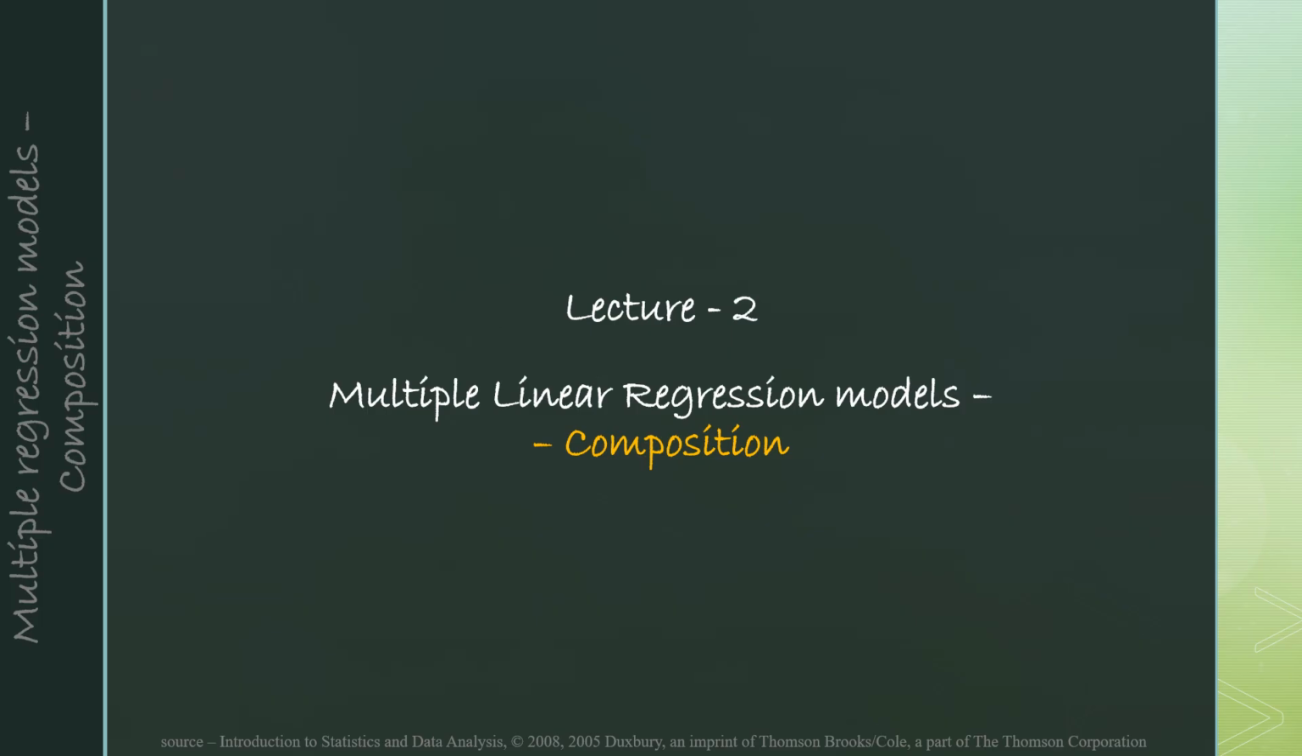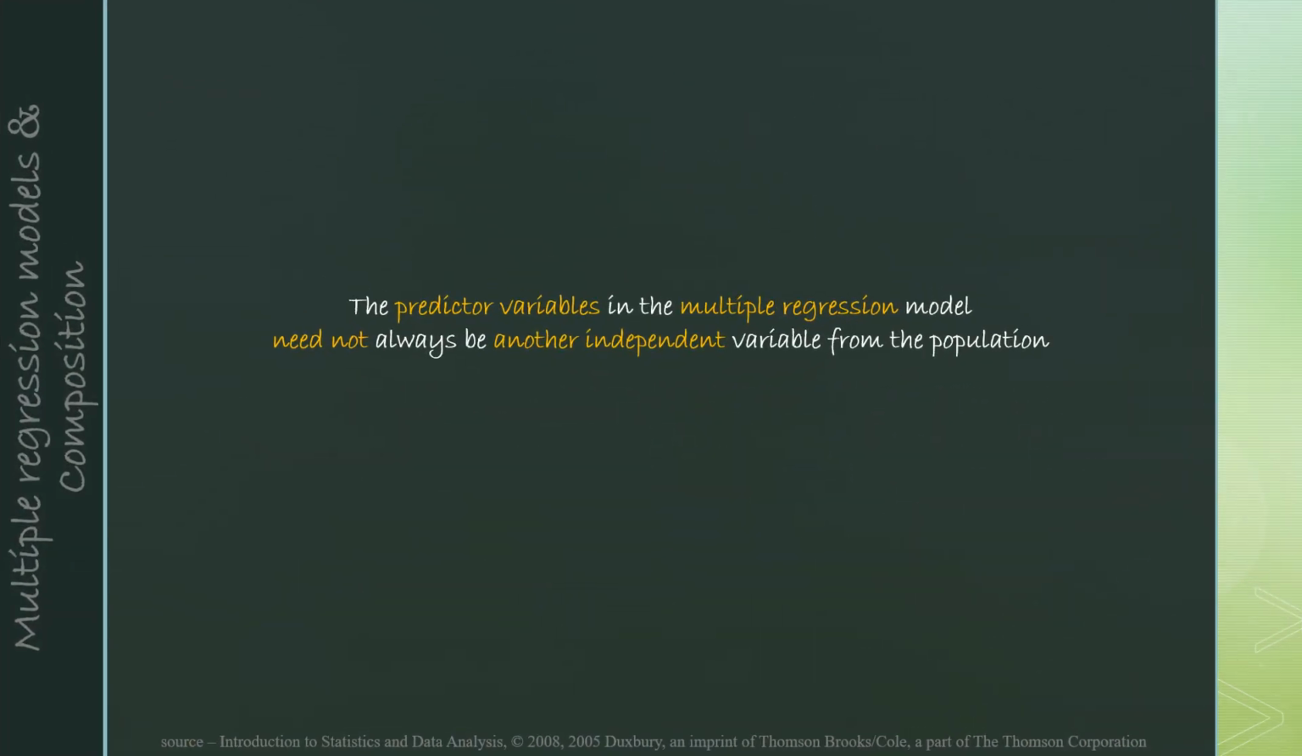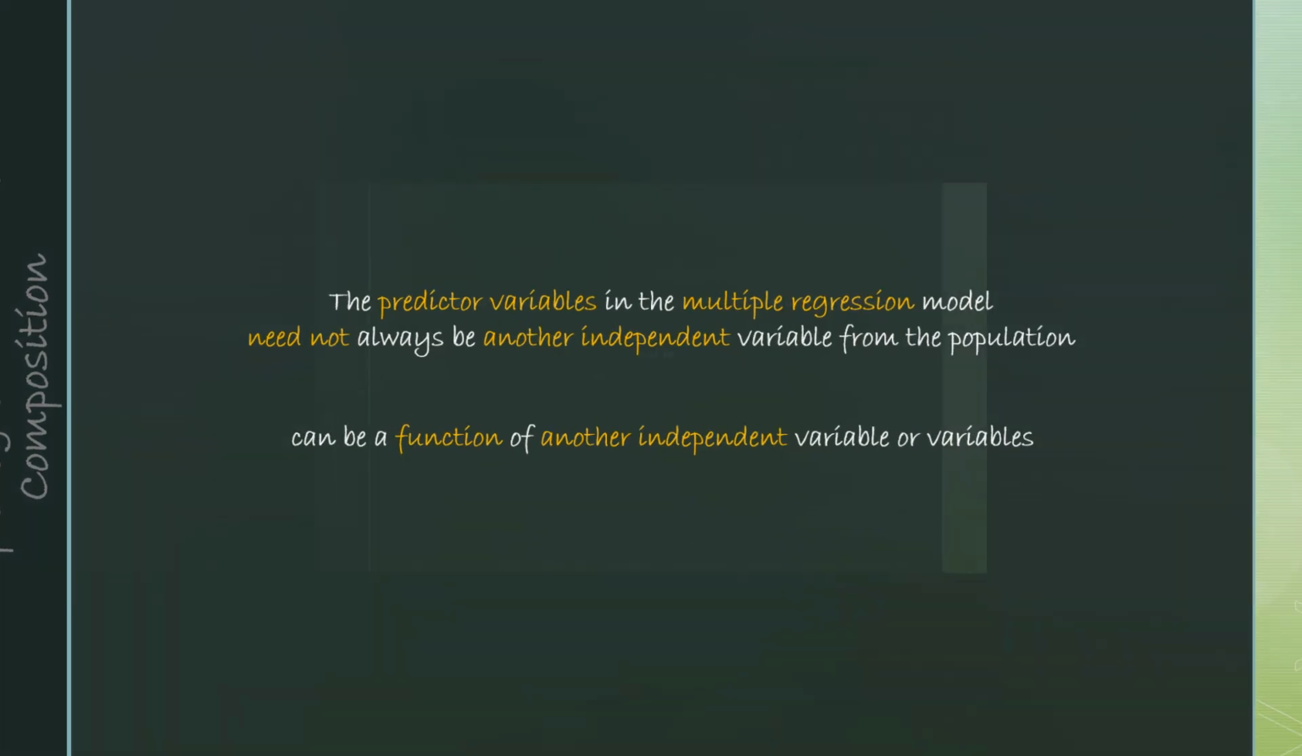Having got introduced to the multiple linear regression models, we turn our attention towards the composition of the multiple linear regression models. We learn in detail about the various possible forms or derivatives or types that the predictor variables can take. The predictor variables in the multiple regression model need not always be another independent variable from the population. In certain situations, it can be a function of another independent variable or variables.